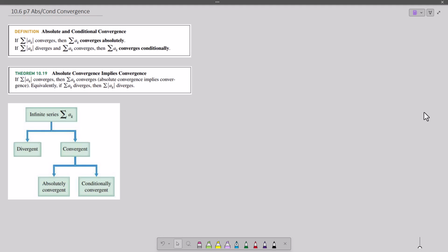If the series of absolute values diverges, but the original series converges, then we call that convergence conditional. In other words, you need the subtractions to get convergence. And the classic example of this is the alternating harmonic series. When we look at this alternating harmonic series, we have come to learn that it converges to natural log of 2.